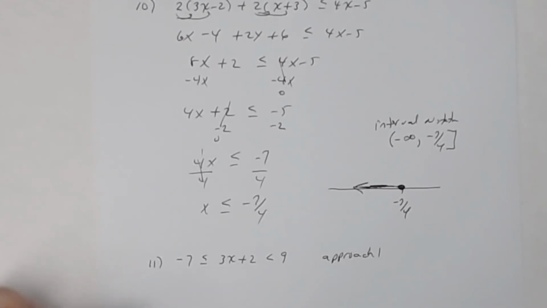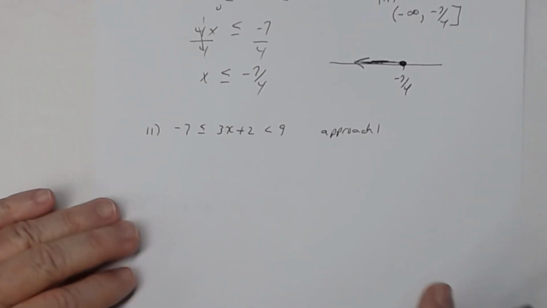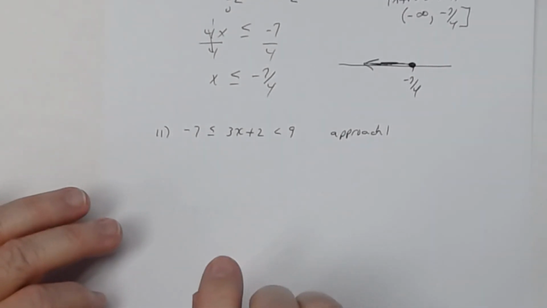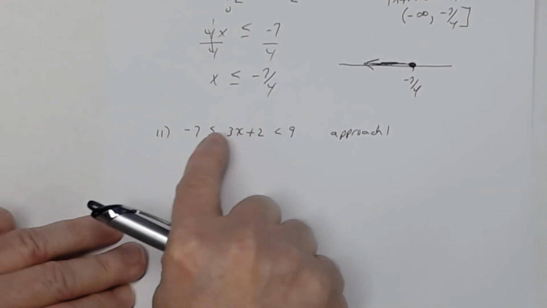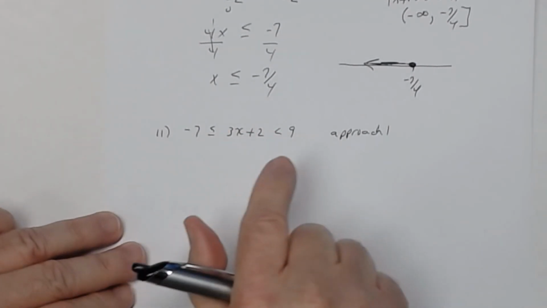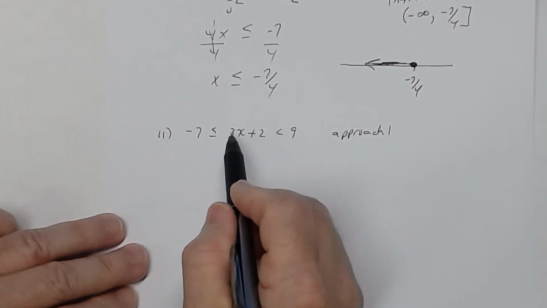All right, that was number 10. Okay, let's look at number 11. In number 11, we have this compound inequality, and there are two approaches. Remember, a compound inequality is where you have more than one inequality symbol. The most efficient way of solving this compound inequality is to get x in the middle.